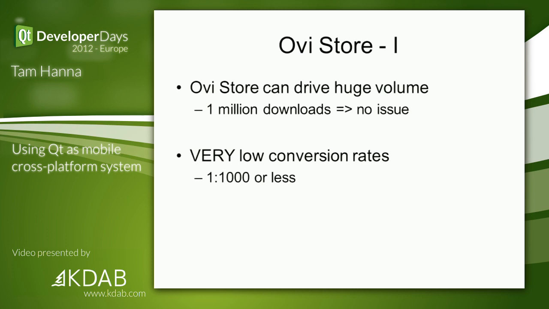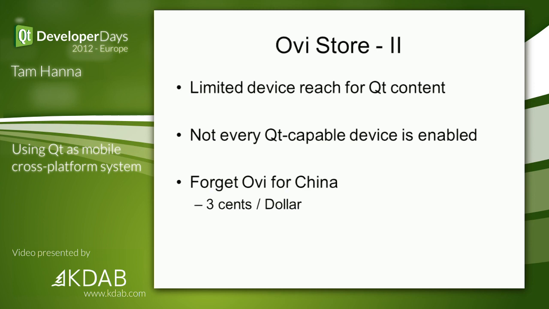And this being a Nokia product, it obviously has some problems. First of all, the device reach is very limited. So if you use Ovi Store and Qt, you can reach only about 12 mobile phones. And many popular devices, like the N95 or many of the E-series devices, are not supported. And finally, Ovi Store has a huge volume in China, but in China you get no money. If you sell an app for $1, you don't get 60% of the price, you get 3 cents. So really forget the Ovi Store in China.